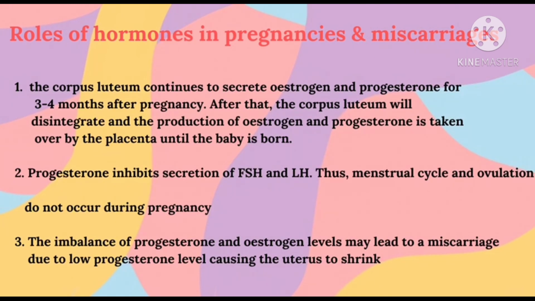Progesterone inhibits secretion of FSH and LH. Thus, the menstrual cycle and ovulation do not occur during pregnancy. The imbalance of progesterone and estrogen levels may lead to a miscarriage, as a low progesterone level causes the uterus to shrink.